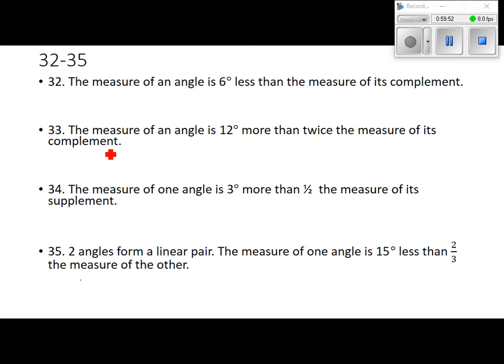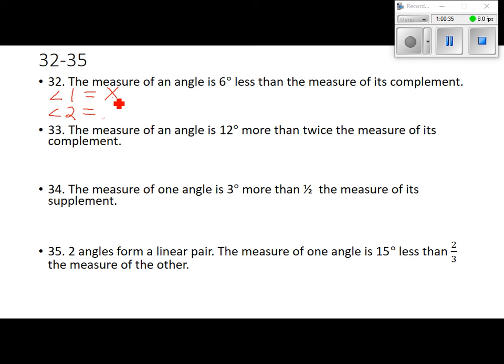32 through 35. In exercise 32, write and solve an algebraic equation to find the measure of each angle based on the given description. Same idea here. I'm going to put angle 1, angle 2. I know that I'm dealing with two angles. The measure of an angle is 6 less than the measure of its complement. So I'm going to make one of the angles x. This other angle is 6 less than its complement, so it's got to be 6 less than our angle 1 there.